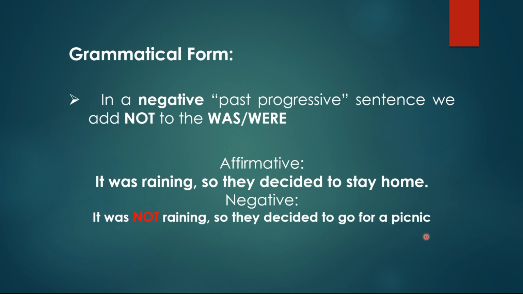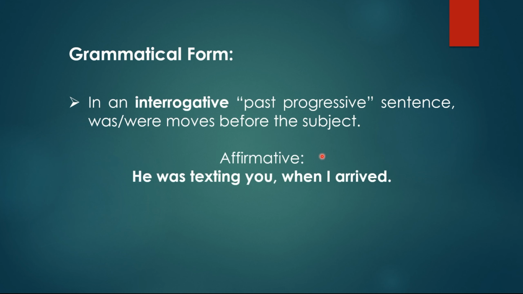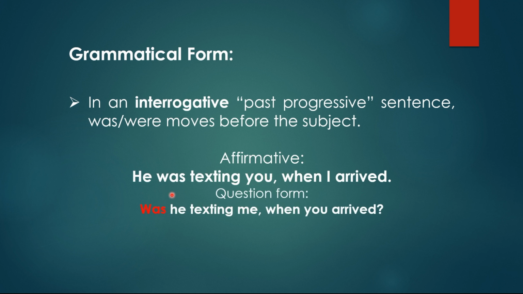And finally, in an interrogative or question form of past progressive sentence, was or were moves before the subject. This is the affirmative or positive sentence. He was texting you when I arrived. The question form would be by replacing was and he. Was he texting me when you arrived?